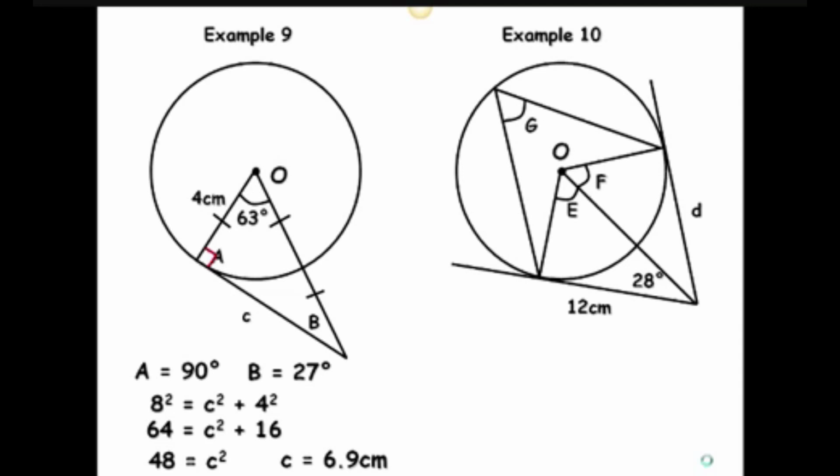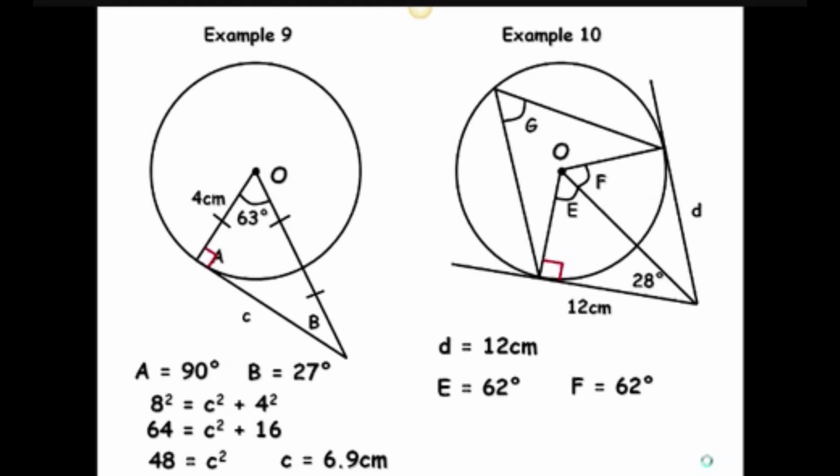Example 10, much more complicated. Right, so first of all, we know that D is 12 because there's 2 tangents there. We can see the bottom tangent intersects with the circle, it's 12 centimetres, so that must be the same as D. We also know we've got a right angle triangle there, because we've got a radius and we've got 28 degrees, so what that means is if we take the 90 and the 28 away from 180, we're left with E to be 62.